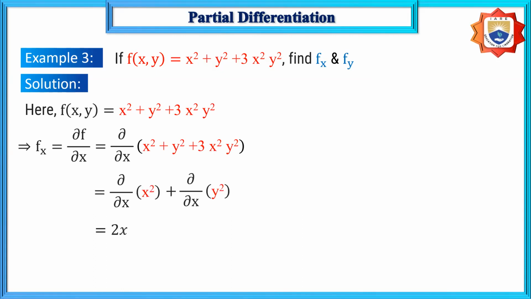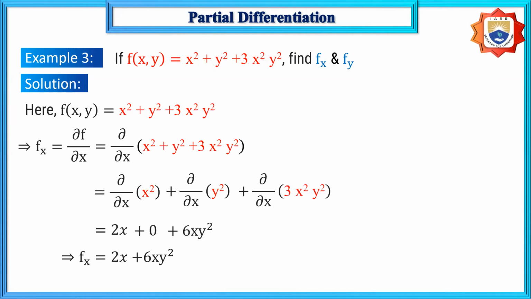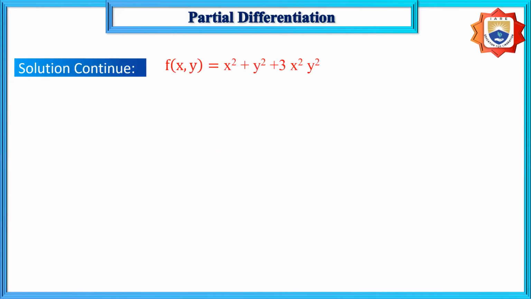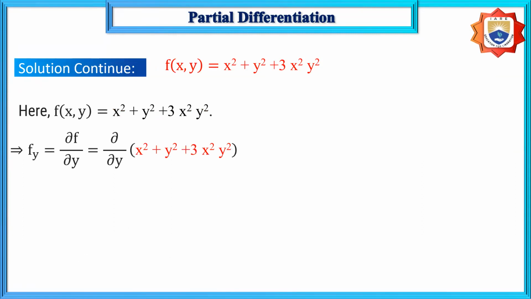See, similarly dou by dou x also. The first term is 2x, the second term is 0, and the third term is 6x y square. Yeah, that dou by dou x is nothing but 2x plus 6x y square. And similarly, try to think like that. What is fy? That is dou by dou y.